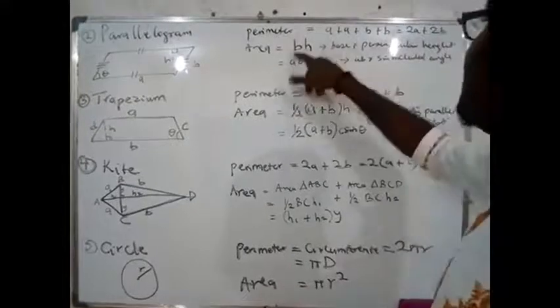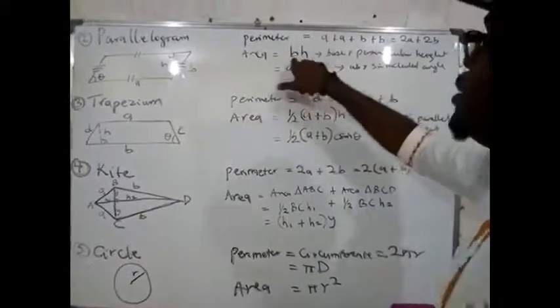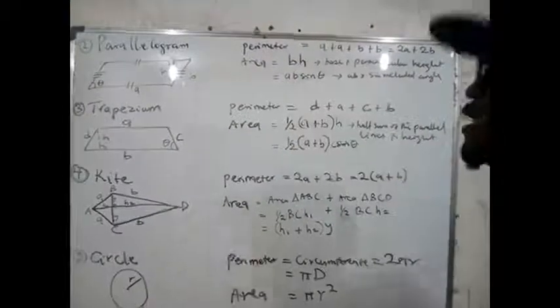So base times perpendicular distance. If the base is A, use A. If the base is B, use B here. Is that clear?